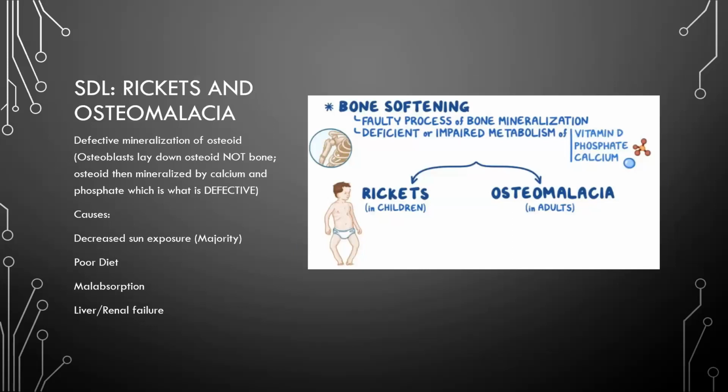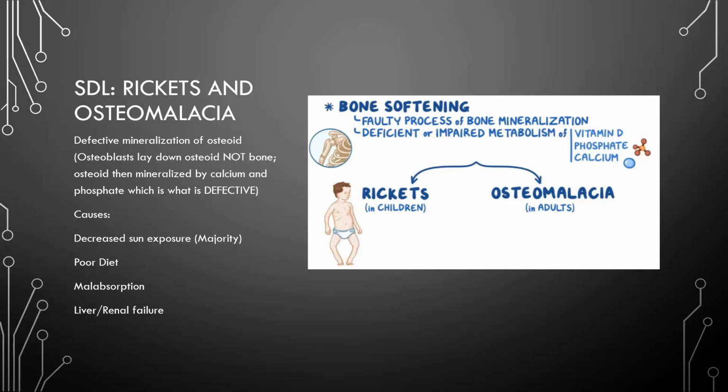Rickets and osteomalacia. This is a defect in the mineralization of osteoid. So remember, osteoblasts lay down osteoid, not bone. So you're still having osteoid laid down, it's just not mineralized by the calcium and phosphate, which is what's defective. Causes will be decreased sun exposure. You get around 90% of your vitamin D from the sun, which helps in the absorption of calcium and phosphate. So without the vitamin D, it's hard to absorb those nutrients.